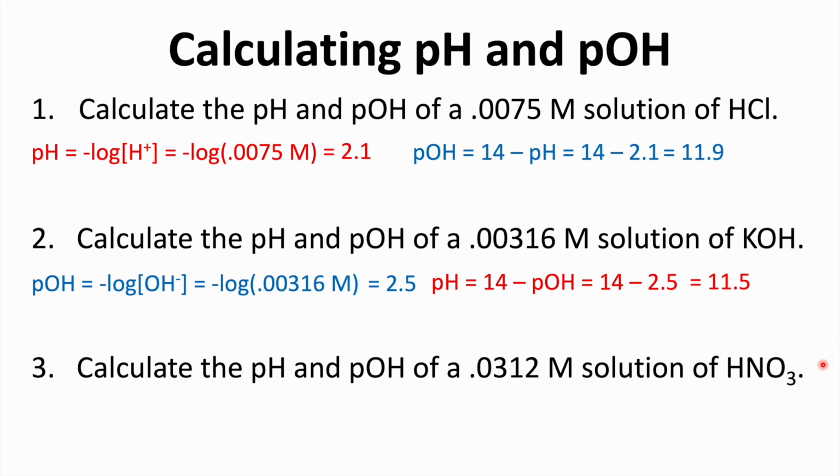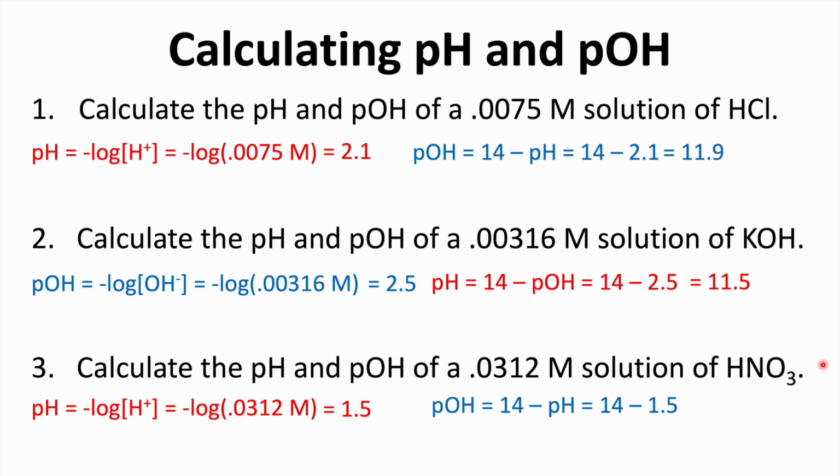So take a minute now to pause the video and see if you can calculate the pH and pOH of a 0.0312 molar solution of nitric acid. All right, let's see how you did. So we're given the concentration of the acid. The first thing I did was calculate pH by taking the negative log of 0.0312, which comes out to a pH of 1.5. To find the pOH, I'm just going to do 14 minus the pH. So 14 minus 1.5 gives me a pOH of 12.5.